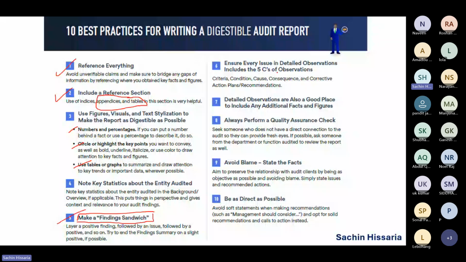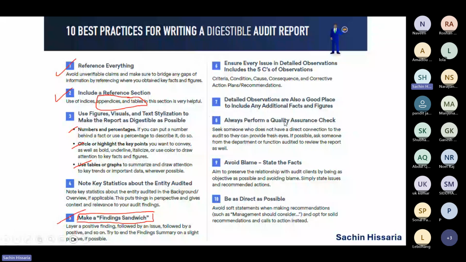Okay. Always perform a quality assurance check. Now guys, this is also one of the good practices. I don't know whether you are following or not. Whenever you complete drafting your report, send that report to someone within your team to do the proofreading, or maybe someone who is not conducting that audit.